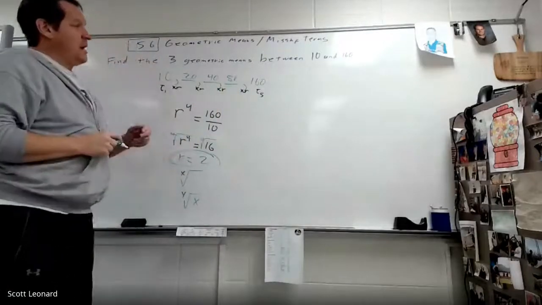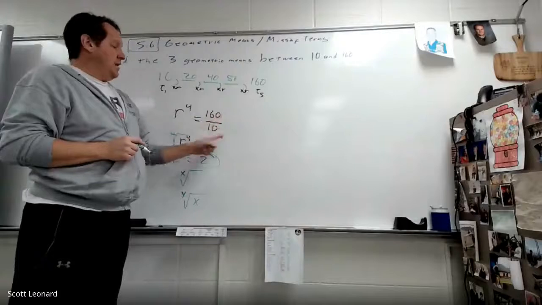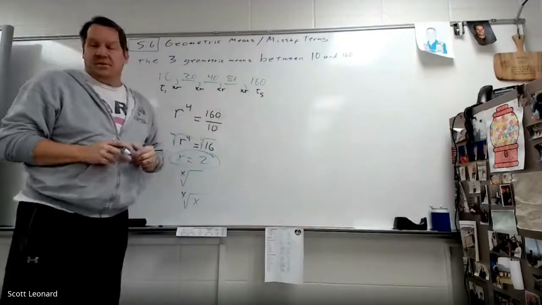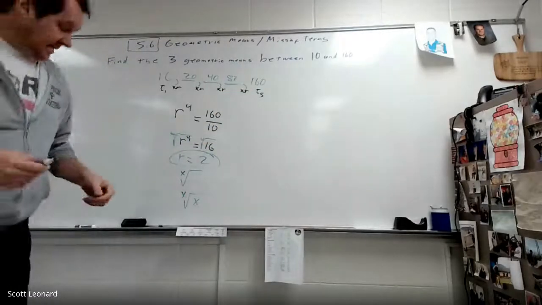Now to check my work, I want to make sure that I get my fifth term here. 80 times 2 is 160.